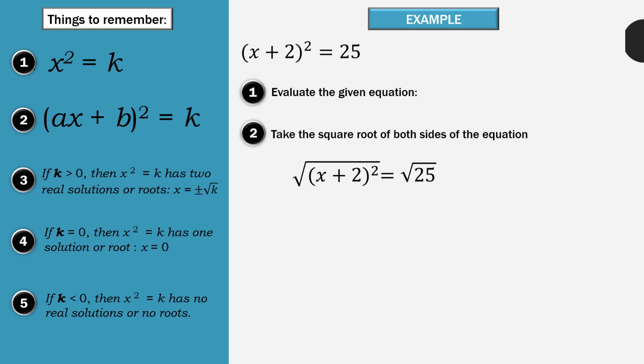Is 25 a perfect square? Yes. Since that is a perfect square, automatically, what is the square root of 25? That is 5 squared. So that is equal to plus and minus 5.